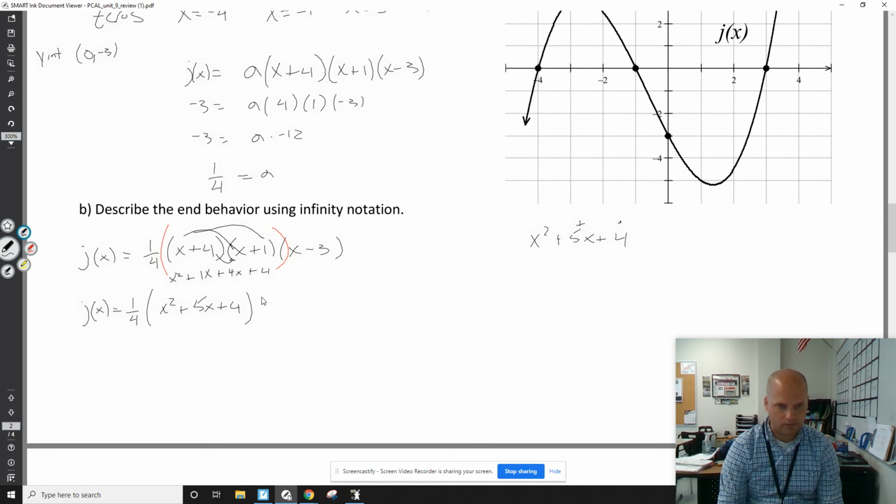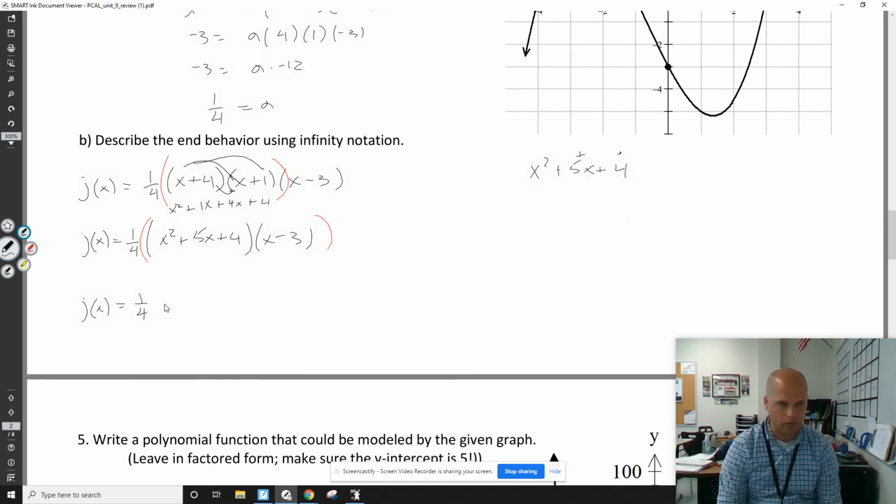1x, 4x, 5x. But now I need to multiply the x squared plus 5x plus 4 times the x minus 3. And then I'm going to finish off by distributing the 1/4. So let's work here. You could box this. Some people like the box. I just like to distribute. X squared times x, x cubed. X squared times -3, -3x squared. 5x times x, 5x squared. 5x times -3, -15x. 4 times x, 4x. 4 times -3, -12.